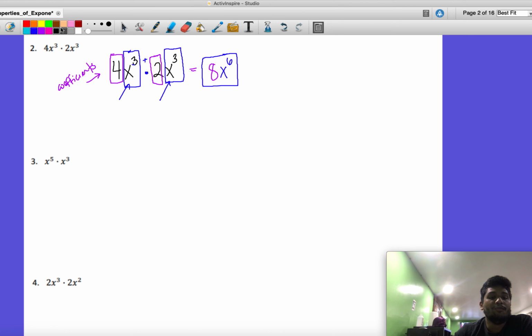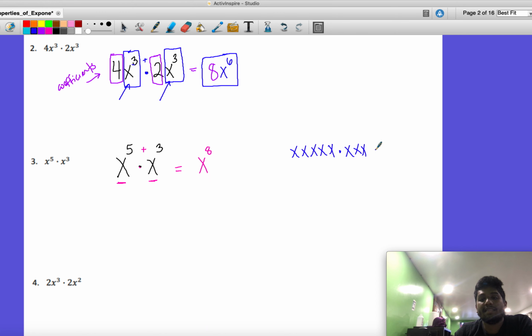Okay, moving on down here, you have x to the 5th times x to the 3rd. We have no coefficients. Technically speaking, there is a coefficient, and we could put a 1, but there's really no need to unless you want to. And we have the same base. We are multiplying, so we can just add the exponents. That would be x to the 8th. And just because I like to be very visual with it, this is the same thing as having 5 x's times another 3 x's, and that's how we would get a total of 8 x's, using that shortcut of just adding the exponents.